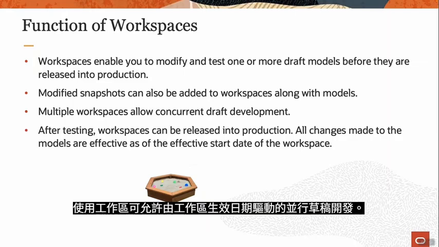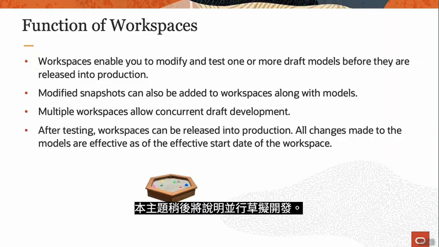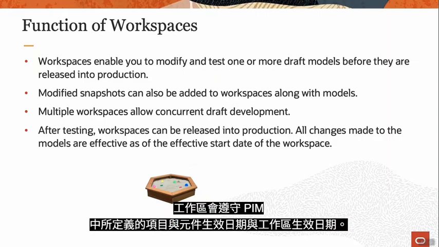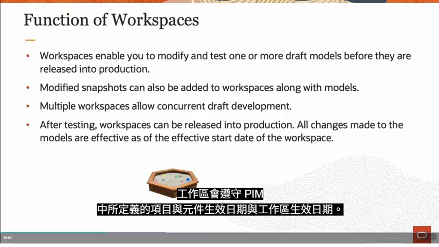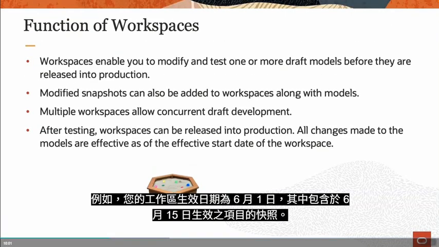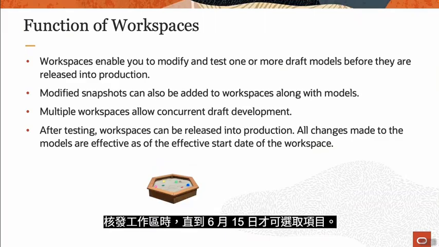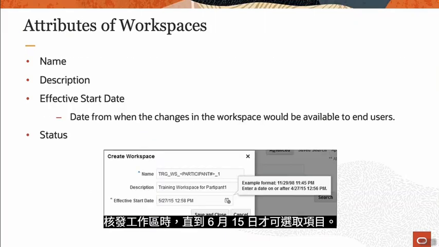Using workspaces allows for concurrent draft development that is driven by the effective start date of the workspace. Concurrent draft development is covered later in this topic, and the concept becomes clear when you start learning about versioning and release. The workspace respects the item and component's effectivity that is defined in PIM, congruent to the workspace effective start date. As an example, you may have a workspace with an effective start date of June 1st that contains a snapshot of an item that is effective on June 15th. On release of the workspace, the item would not be available for selection until June 15th.